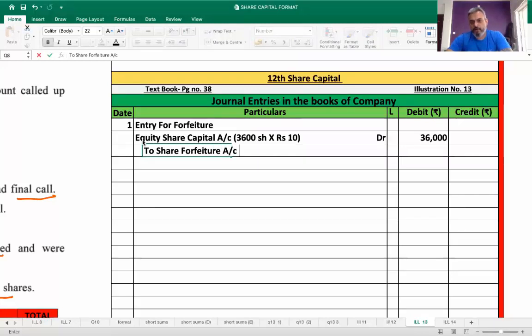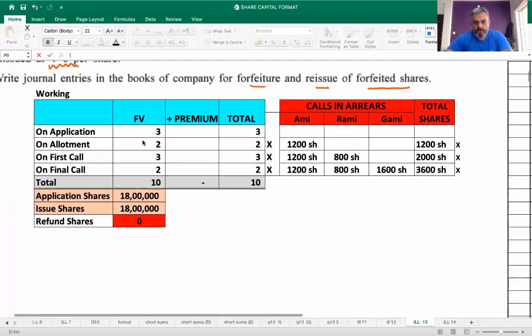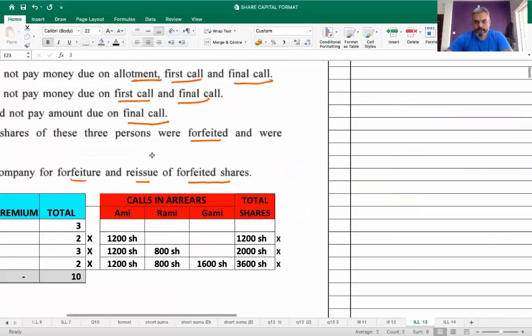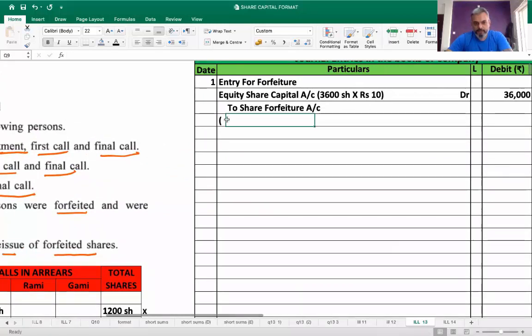Now we are going to forfeit the amount that we have received. So I'll do the working over here in brackets. Now for these 1200 shares, we received rupees 3. For these 800 shares, we received 3 plus 2, 5. And for the 1600 shares, we received 3 plus 2 plus 3, that is 8. So that is the amount that we have forfeited.